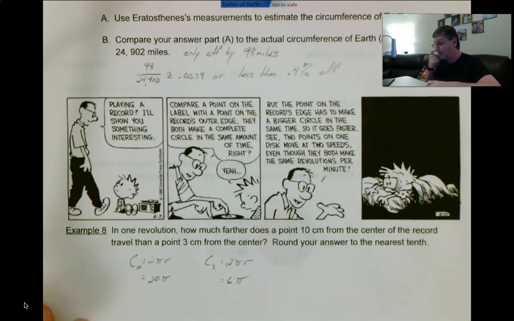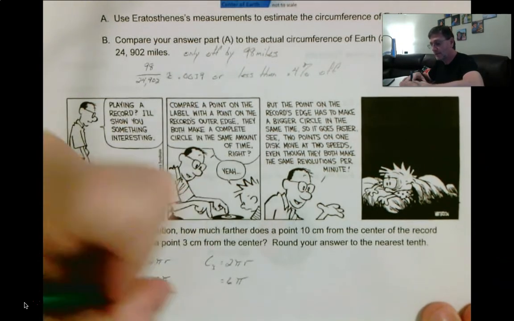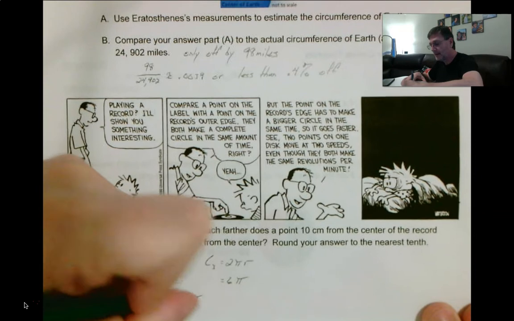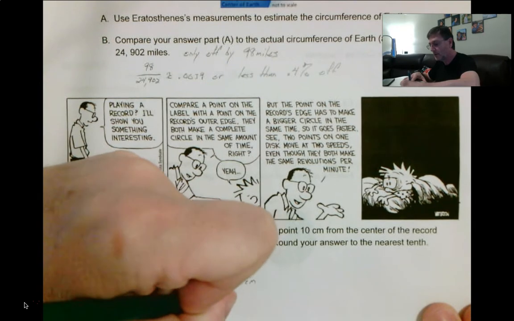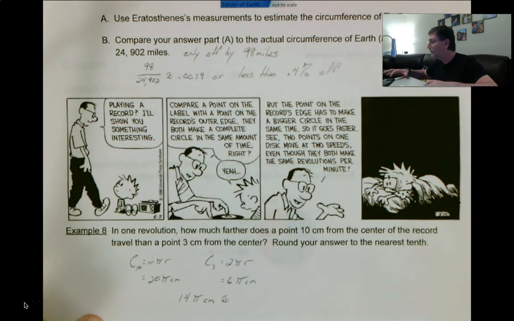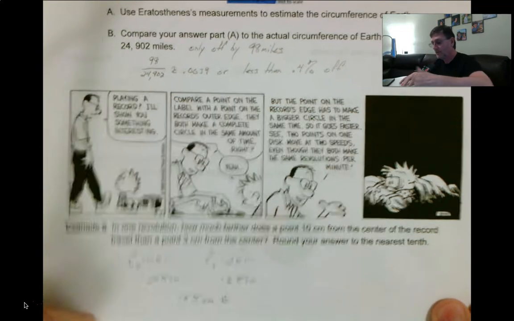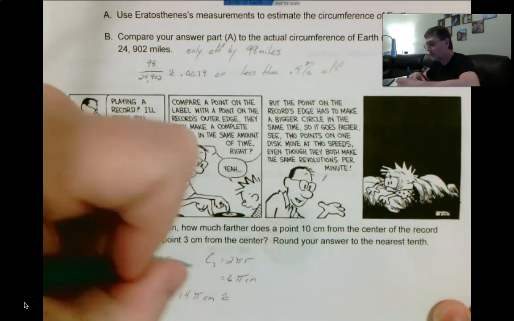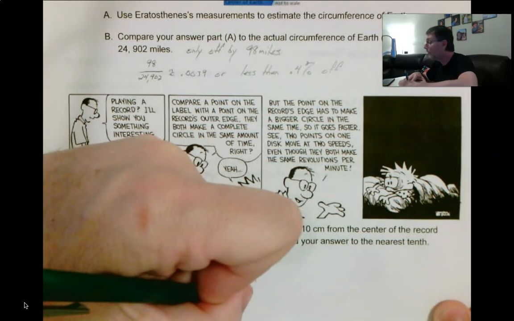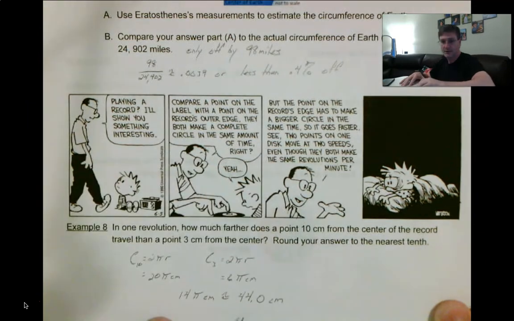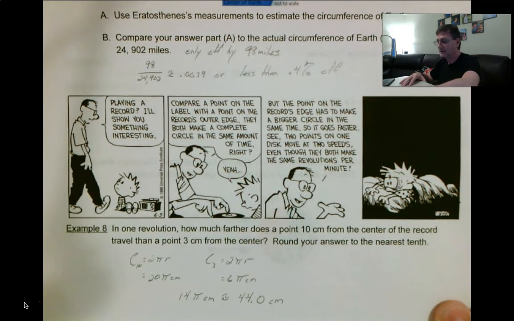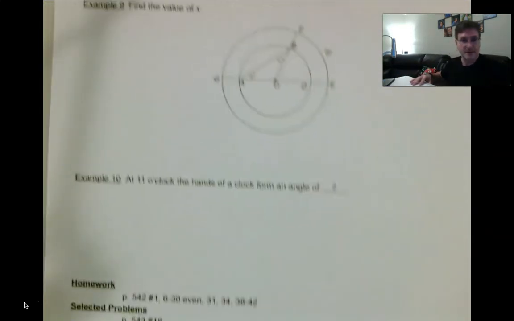So how much further does it travel? 20 pi minus 6 pi is 14 pi centimeters, or approximately, rounding to the nearest tenth, 14 times, hit the pi key, approximately 44.0 centimeters. And yes, you do want that 0.0 there because we are rounding to the nearest tenth. That was example 8.